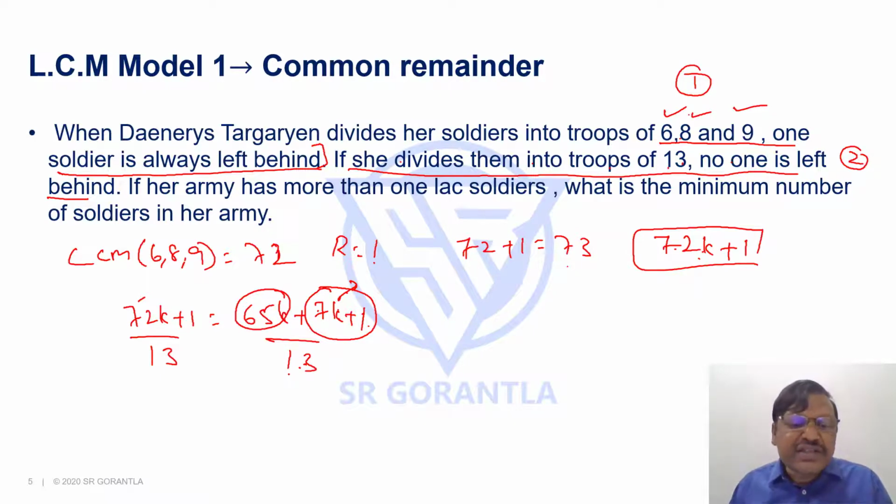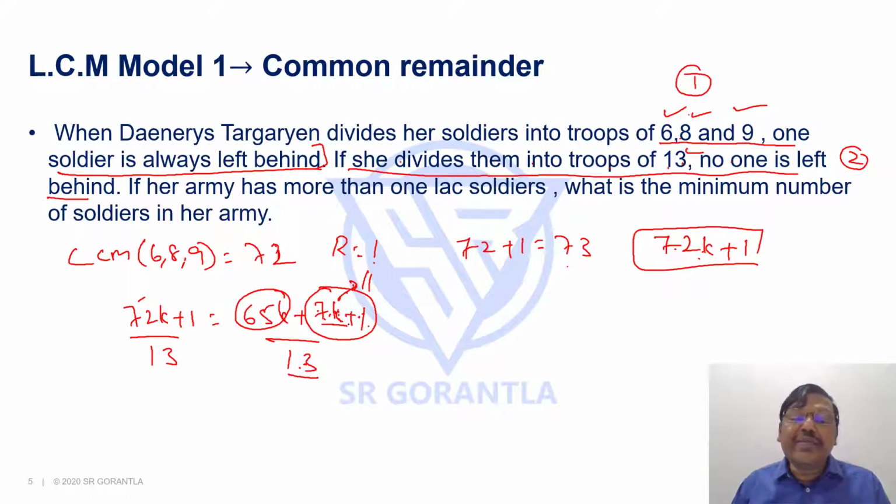But what I suggest is you take the 13 multiples, the 13 table. 13, is it one more than a multiple of 7? 7k plus 1 means one more than a multiple of 7. Is it? No. 13 × 2 is 26. Is it one more than a multiple of 7? No. 13 × 3 is 39 and so on. When you try 13 × 6, 78 is one more than a multiple of 7. When k is 11, 7 × 11 is 77 plus 1, 78. So hence when k is 11 minimum, this second condition will be satisfied.